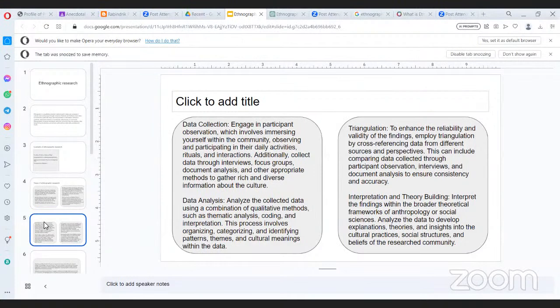Data analysis. Analyze the collected data using a combination of qualitative methods, such as thematic analysis, coding, and interpretation. This process involves organizing, categorizing, and identifying patterns, themes, and cultural meanings within the data. Since it is qualitative data, you have to explore specific patterns, specific themes, and what is the meaning of the culture.